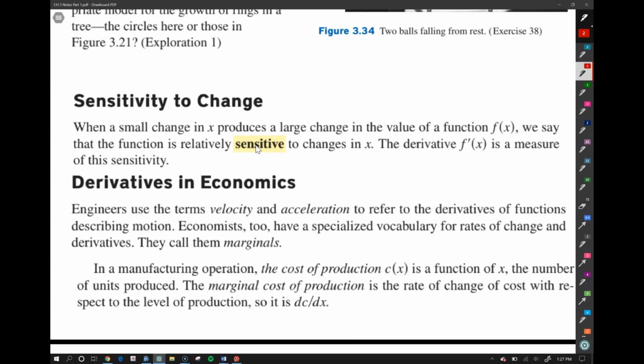I know every single one of you has a phone. Phones would not be possible without calculus. You're like, what? How? Because literally, yeah, and okay, whatever. Sensitivity to change.